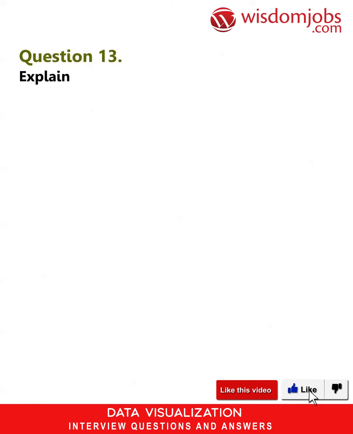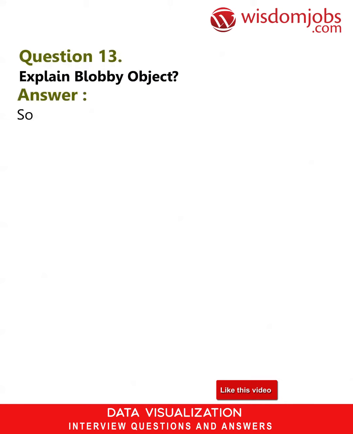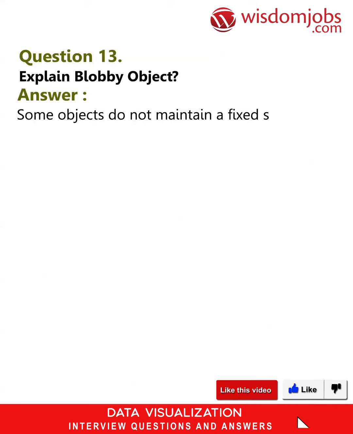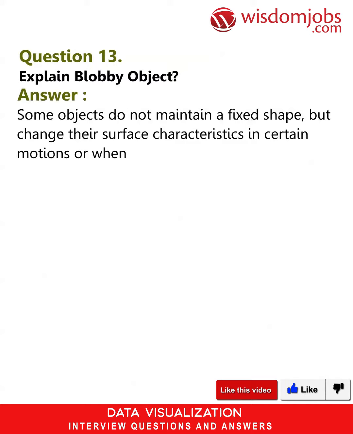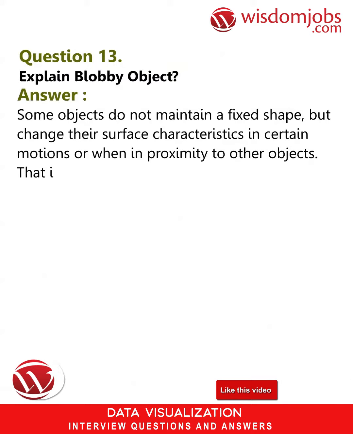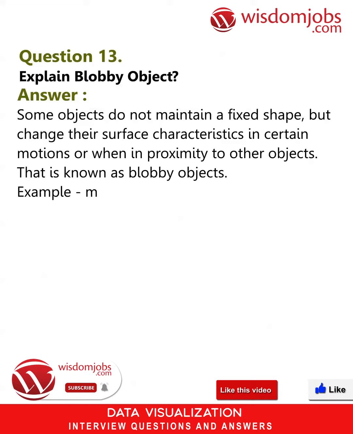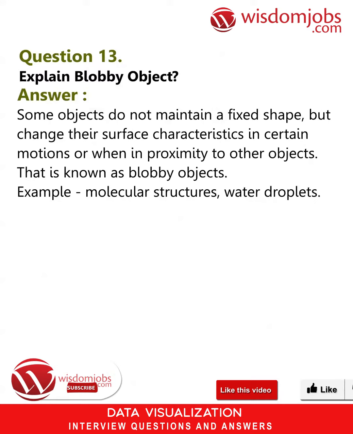Question 13. Explain blobby object. Answer. Some objects do not maintain a fixed shape, but change their surface characteristics in certain motions or when in proximity to other objects. That is known as blobby objects. Example: molecular structures, water droplets.